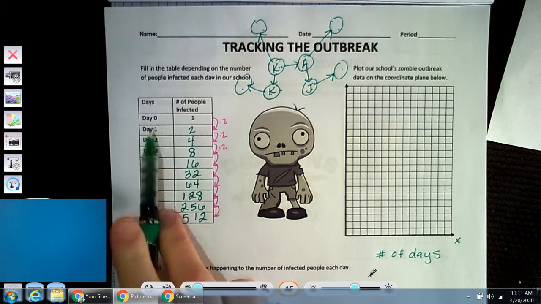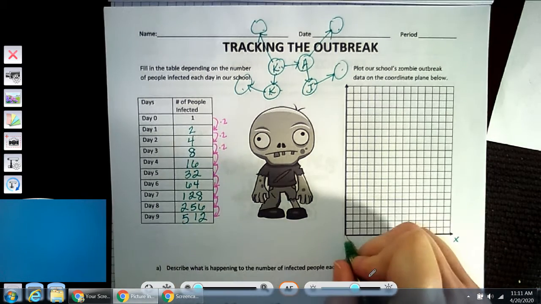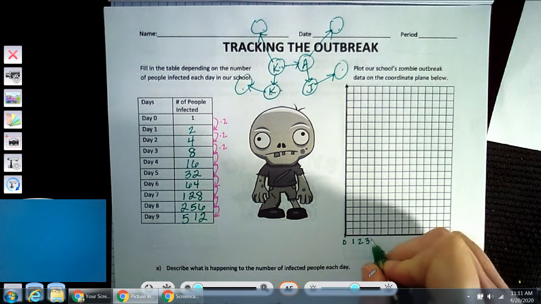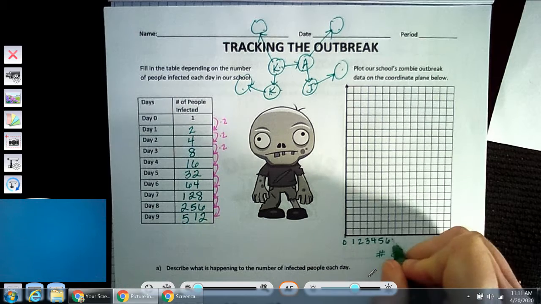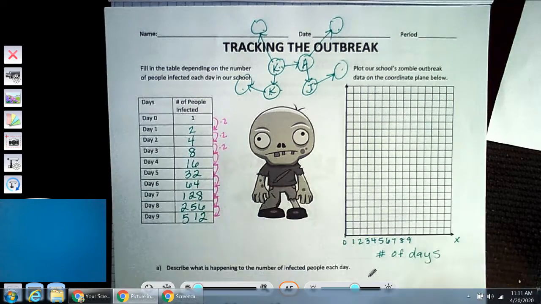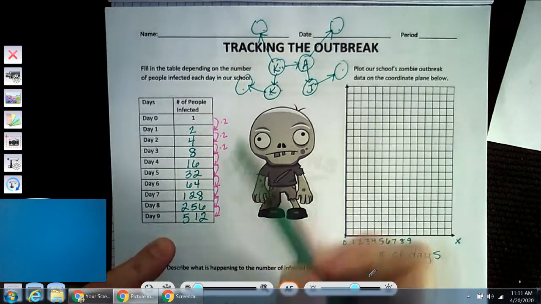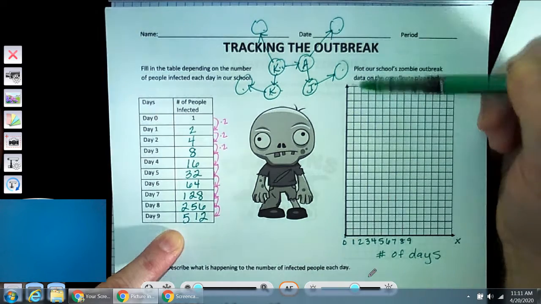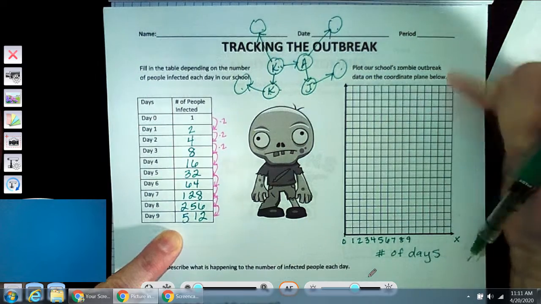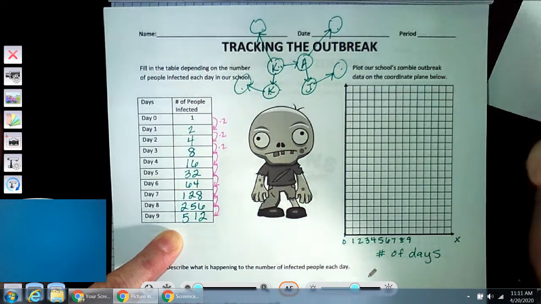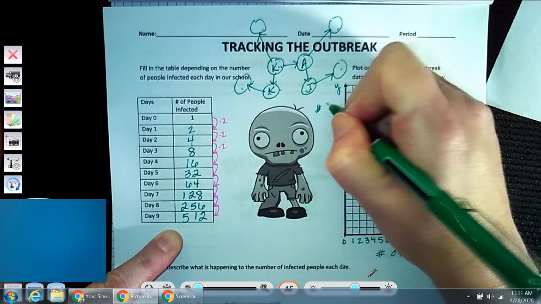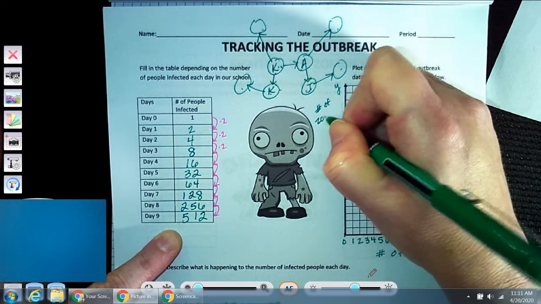Okay, and my table only goes from day 0 to 9, so I'm just going to go by ones here. 1, 2, 3, 4, 5, 6, 7, 8, 9. Okay, and our people infected went from 1 to 512. Now we may not go all the way up to that. We may not fit it all on our table, on our coordinate plane, but our y-axis here is going to represent the number of zombies.